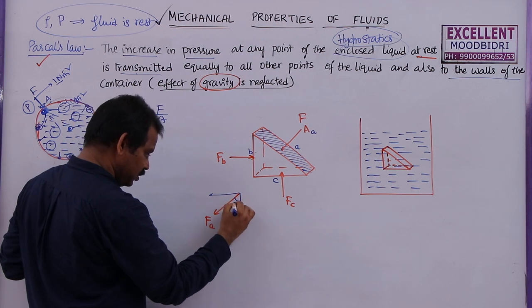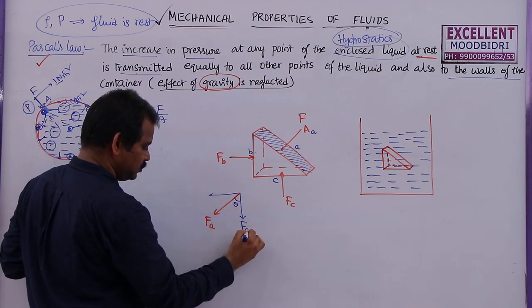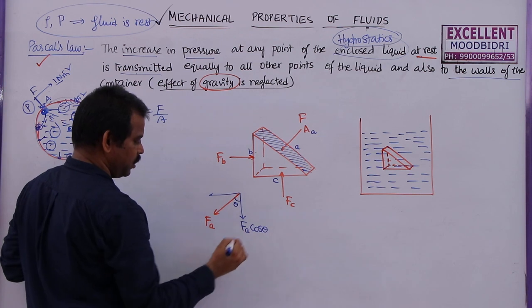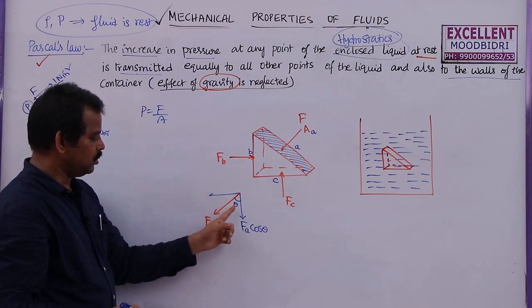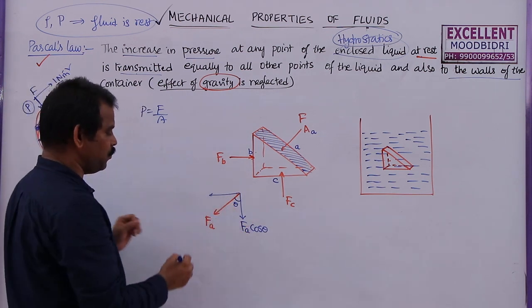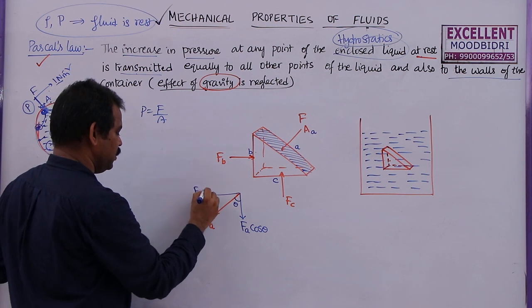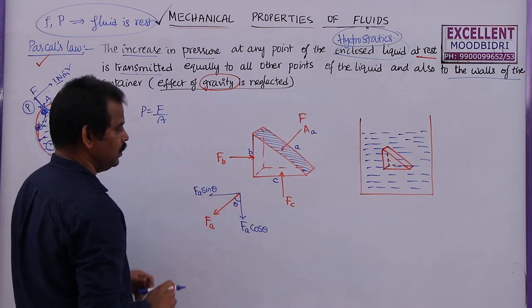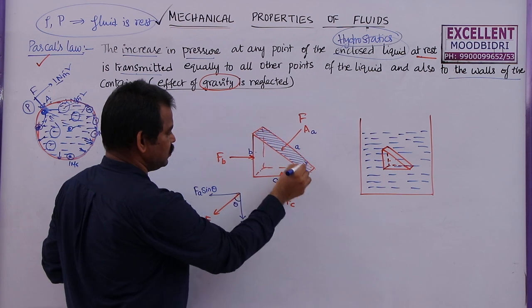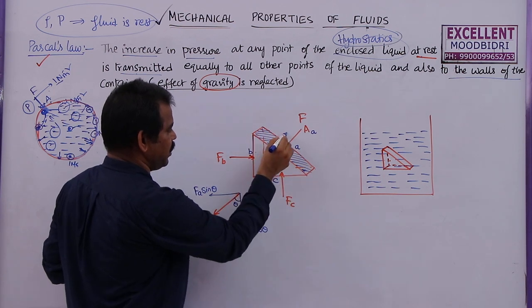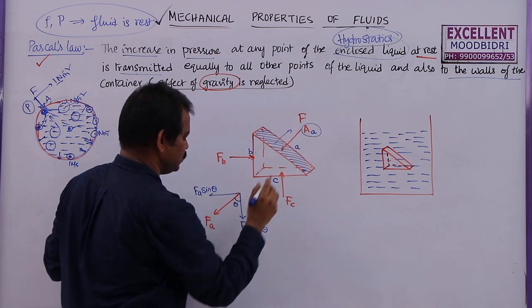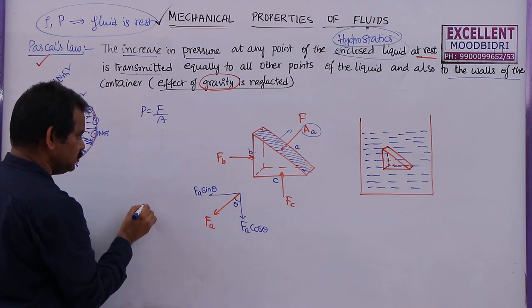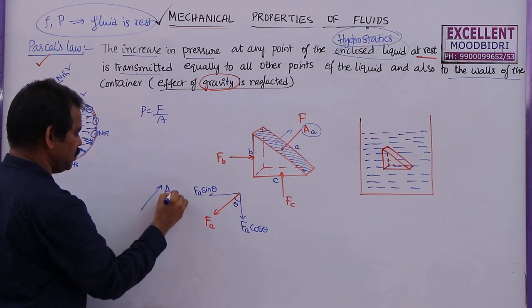If it is theta, what is the force here? This is FA cos theta. The component which is nearer to this theta will be the cos theta component, and this will be FA sin theta. Similarly, we know that this is area. Area is a vector whose magnitude is AA. So now this is area vector AA.